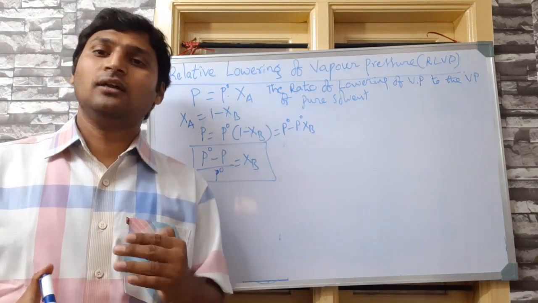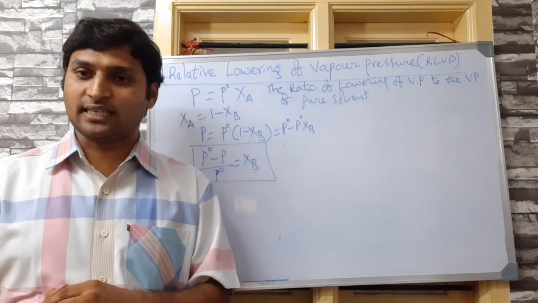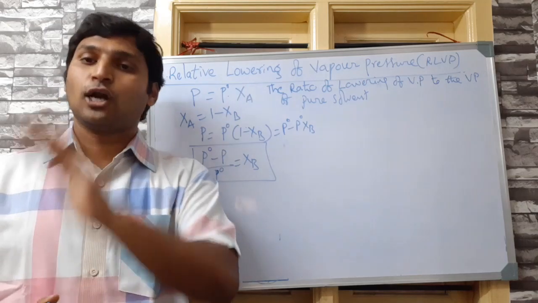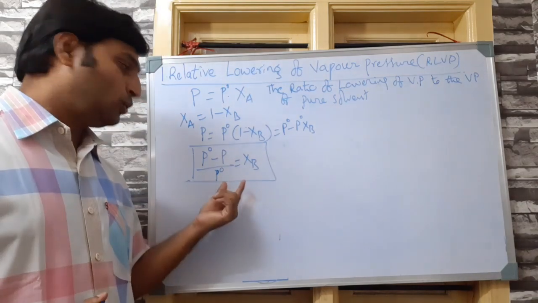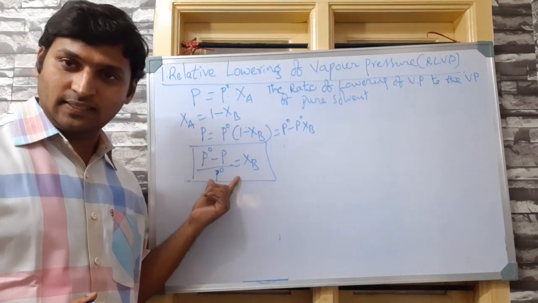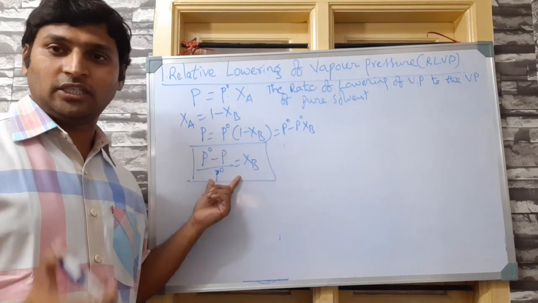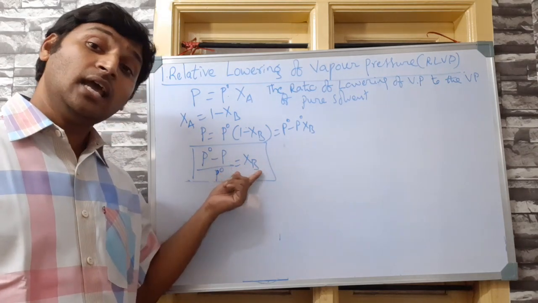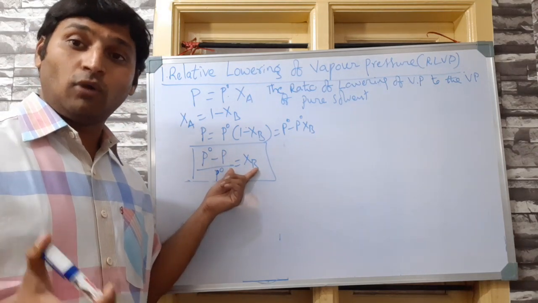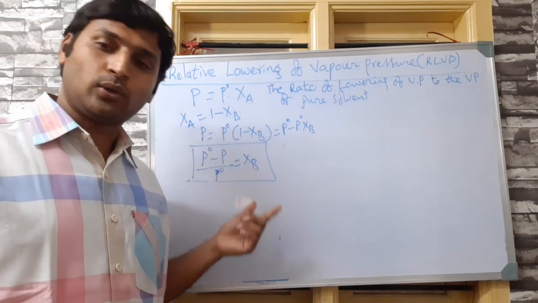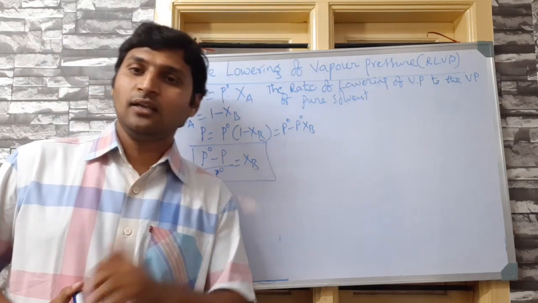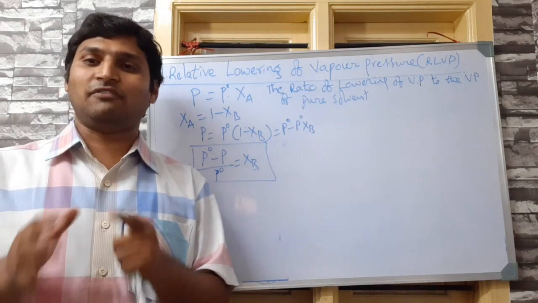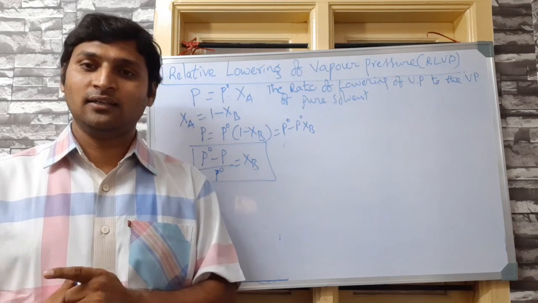Whenever they ask you to justify, especially in board exams, why a given property is a colligative property, it is very simple. You write important mathematical expressions like this, and you mention why it is colligative: because it depends only on the number of particles of the solute, the mole fraction of the solute. Okay, clear?